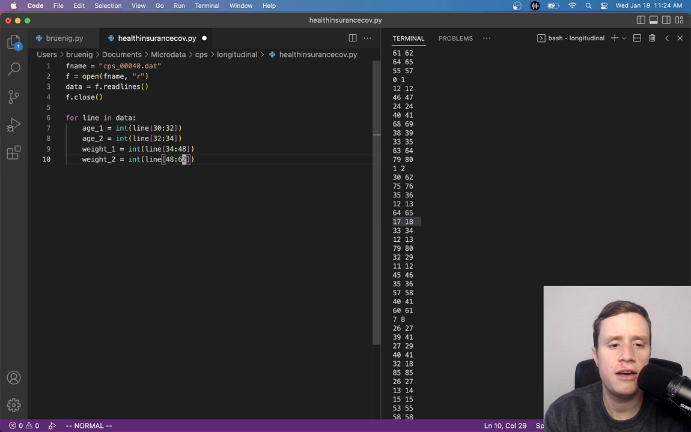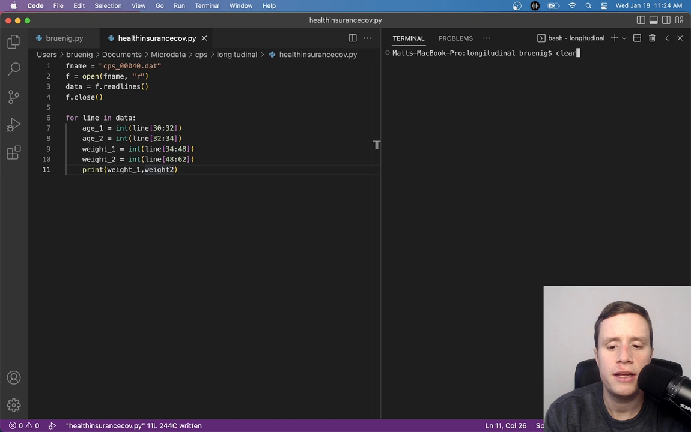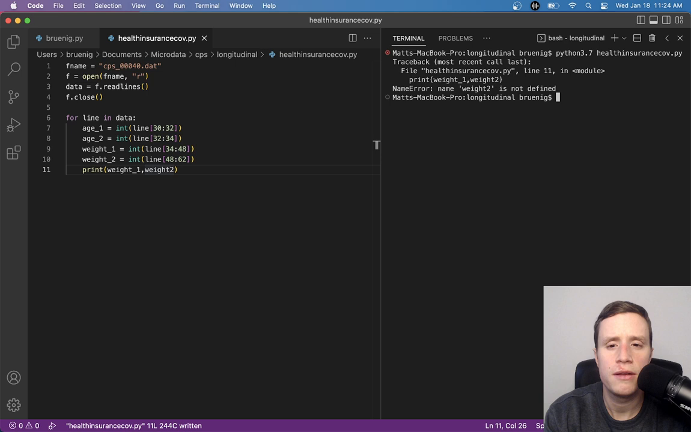So what I think is actually going on is that weight two is just an empty variable. I don't think there actually is anything in weight two. At least that's been my experience so far messing with this stuff. So let's see what we get here. Weight two is not defined. I gotta put the underscore there. Okay. Yep, same thing.